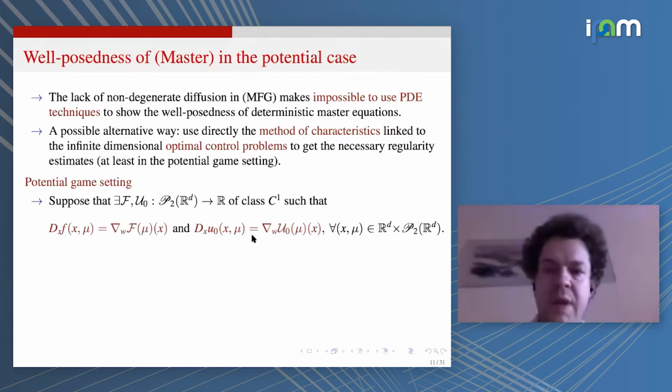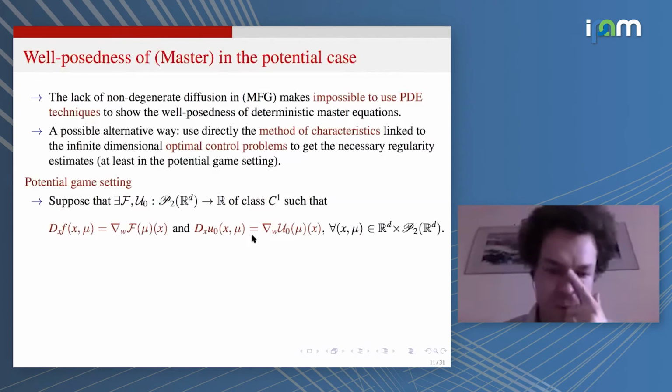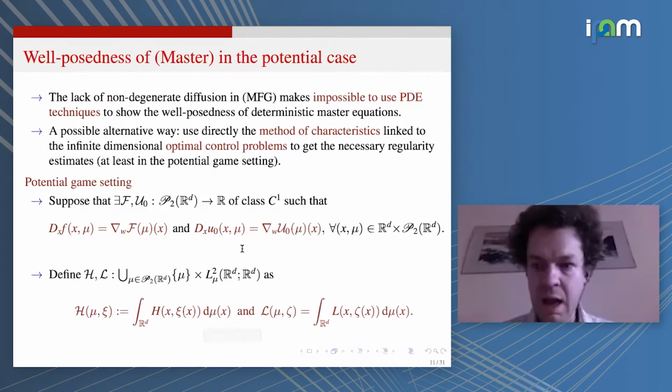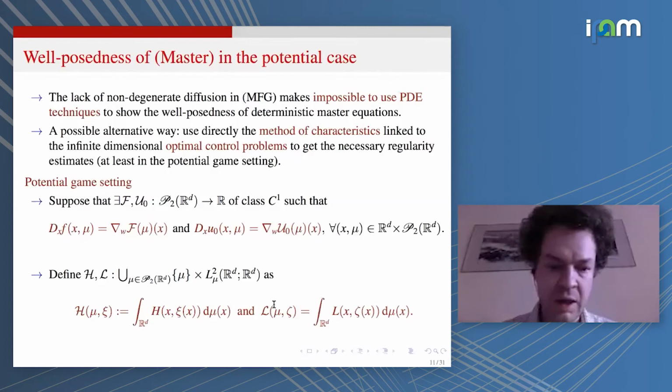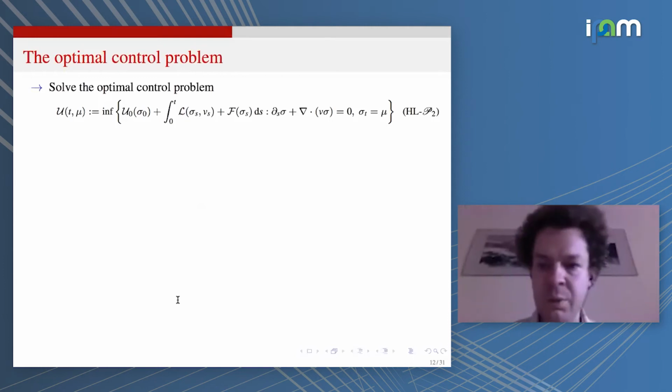Okay, so what do I mean by potential games? I mean that the data f and little u0 are derived from some potentials. So the standard derivative of little f will be the Wasserstein gradient of some given potential function F, and the same for little u. And I will lift my finite dimensional optimal control problem to a control problem on the space of probability measures. For that, I will define on a slight extension of the tangent bundle a Lagrangian, and I will define on the cotangent bundle a Hamiltonian. And I will be looking at this kind of optimal control problem.